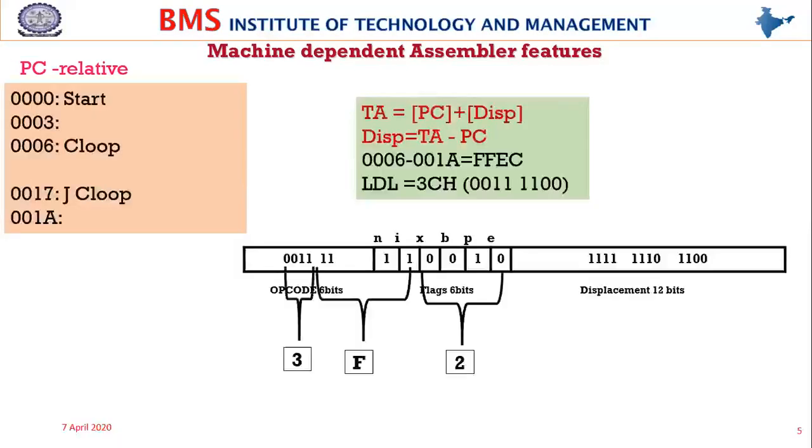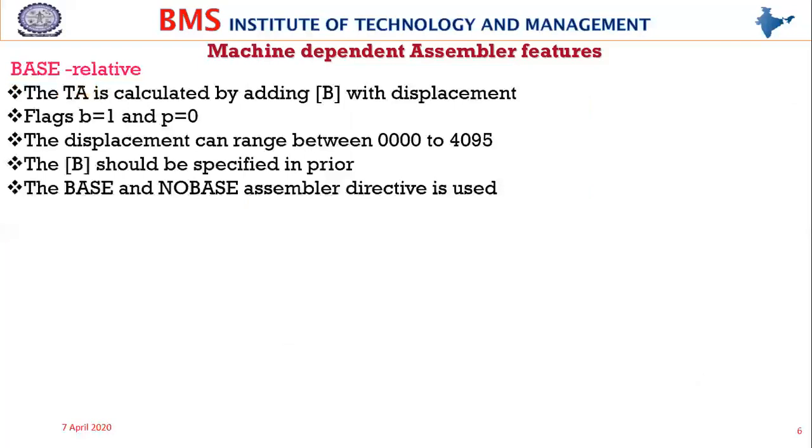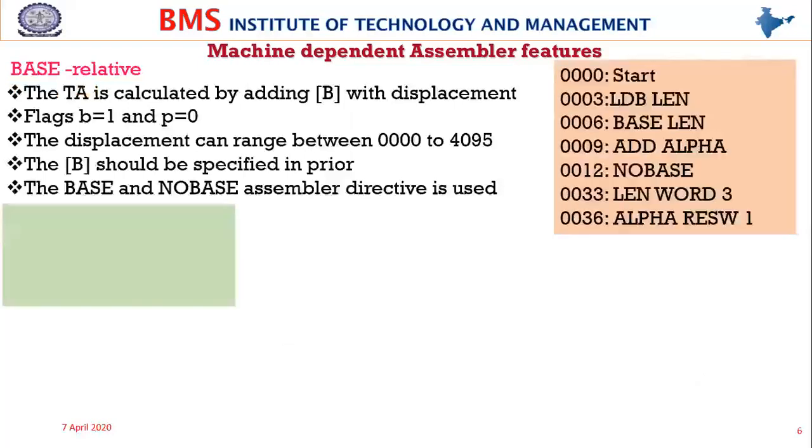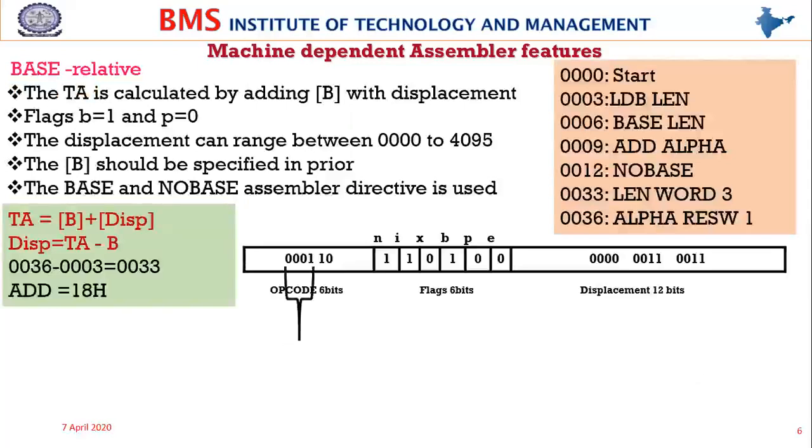Similarly, we have seen some more examples of PC relative as well as base relative addressing mode, which is represented between base and no base. Here also the B bit will be 1, P bit will be 0, and E bit will be 0. We group 4 bits together so as to compute the object code. And the important thing is the opcode is of 6 bits, but we need 8 bits to represent the opcode.